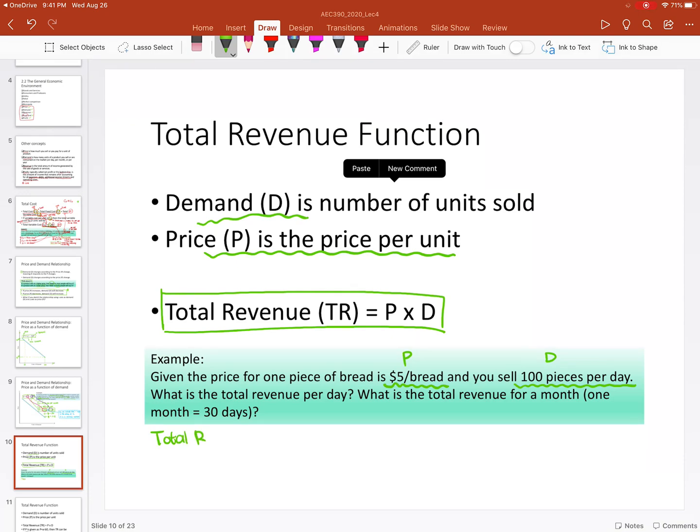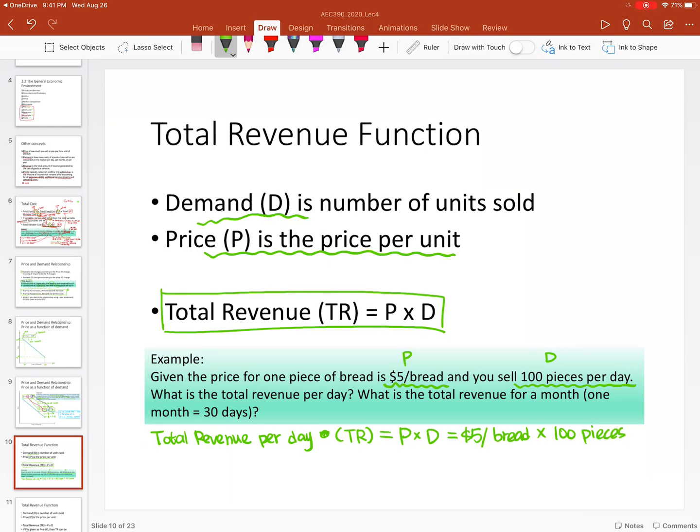So the total revenue per day, you can write it as TR, is based on this function P times D. P is $5 per bread, and D is 100 pieces. Of course, you don't have to write the units like I do here. You can just write 5 times 100, which is fine. So that's 5 times 100, which is $500 per day.